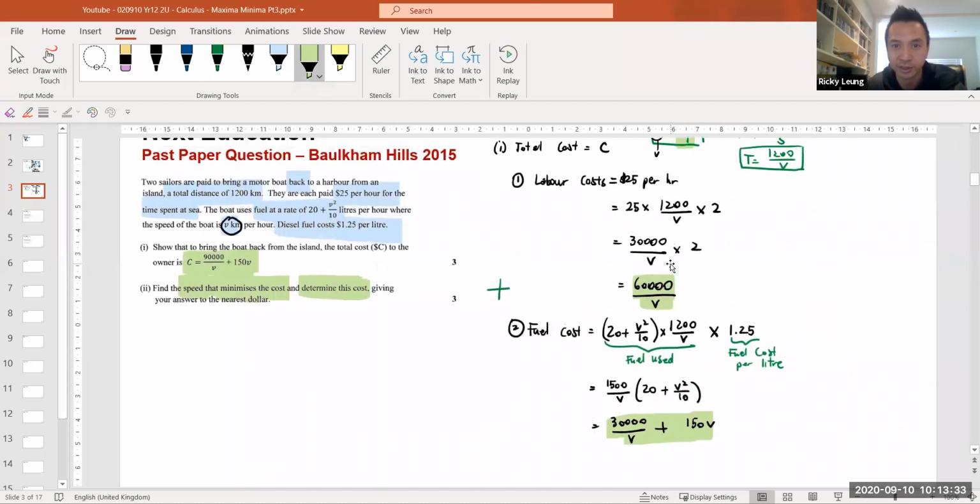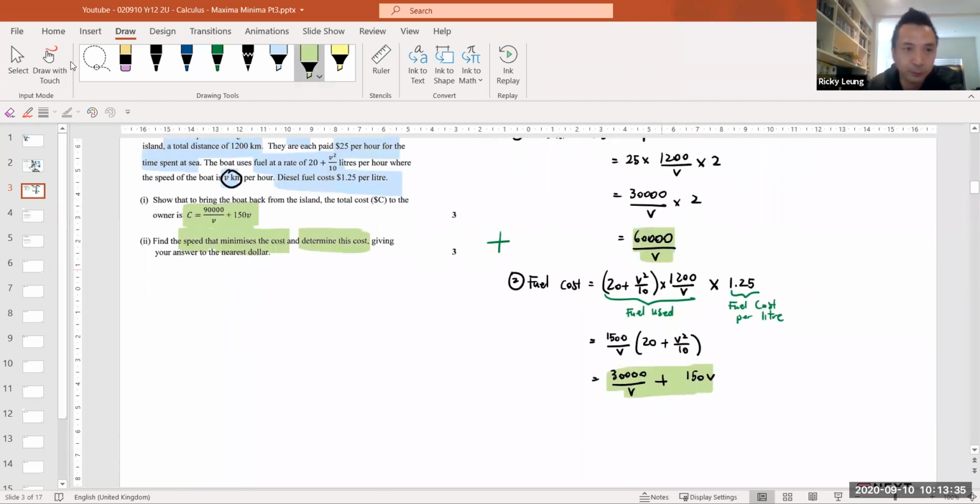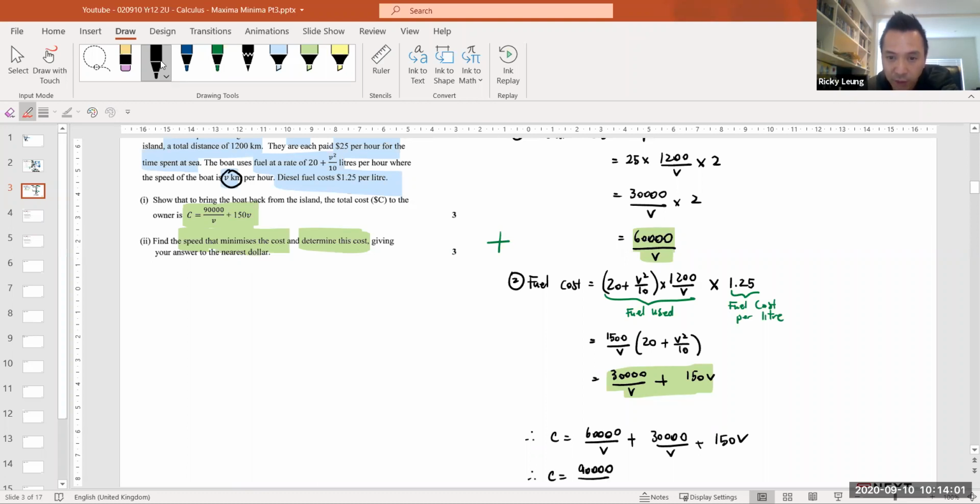Labor cost plus fuel cost equals to total cost. So therefore, I can conclude C equals to 60,000 on V, right, which is a round trip of 1,200 kilometers each way, plus 30,000 on V, 150V, which basically reflects fuel cost, and therefore C equals to 90,000 on V plus 150V.